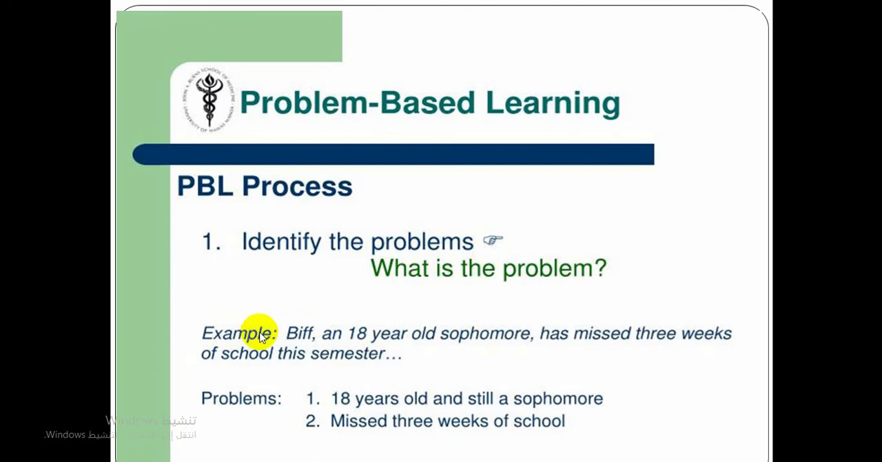For example, Biff is an 18 years old sophomore who has missed 3 weeks of school this semester. So you need to identify the problem. In this example, the problem is that Biff is 18 years old and still a sophomore, and he missed 3 weeks of school.